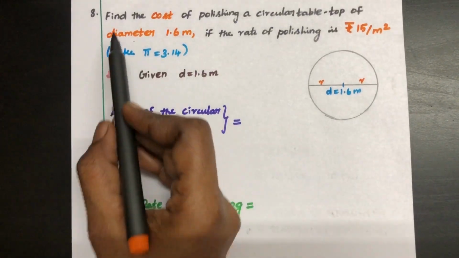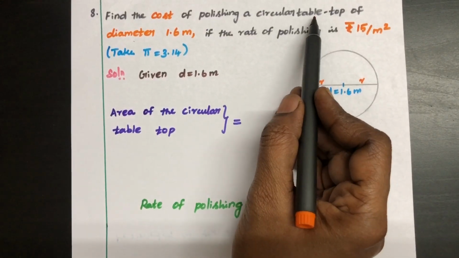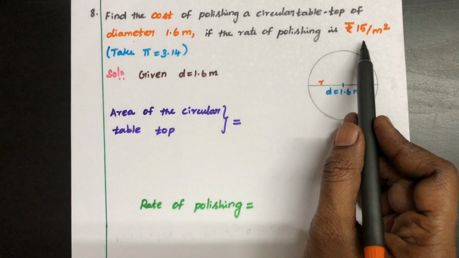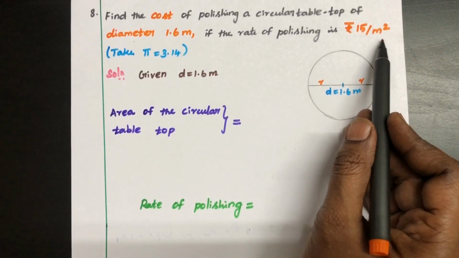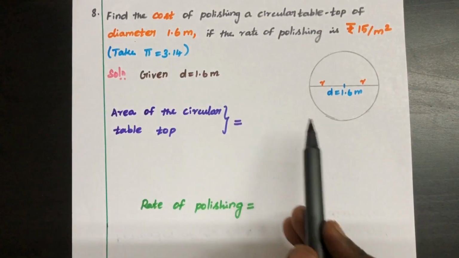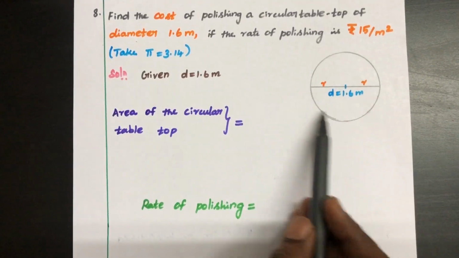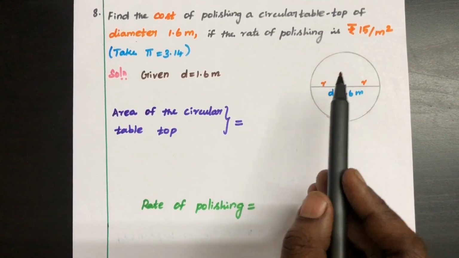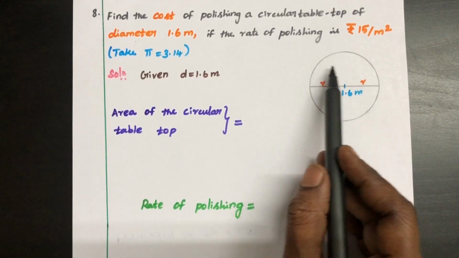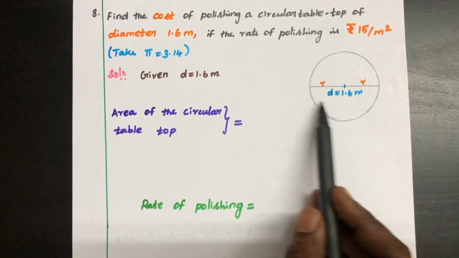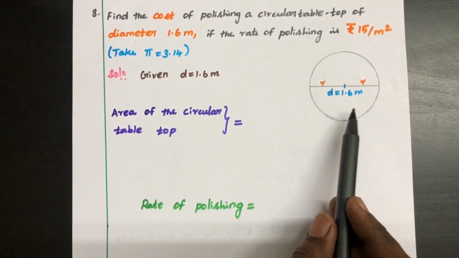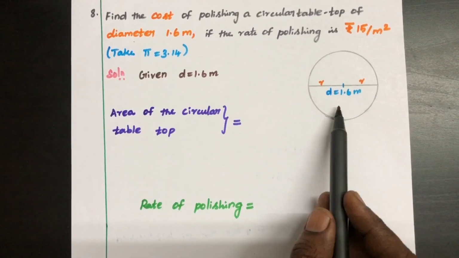Eighth question. Find the cost of polishing a circular tabletop of diameter 1.6 meter. If the rate of polishing is rupees 15 per meter square, take pi is equal to 3.14. See, now we are going to polish the circular table. Okay, so where will you do polishing? Only on the surface, the inside surface, right? Here only we will do polishing. So we need the area of the circle to polish the circular tabletop, right?